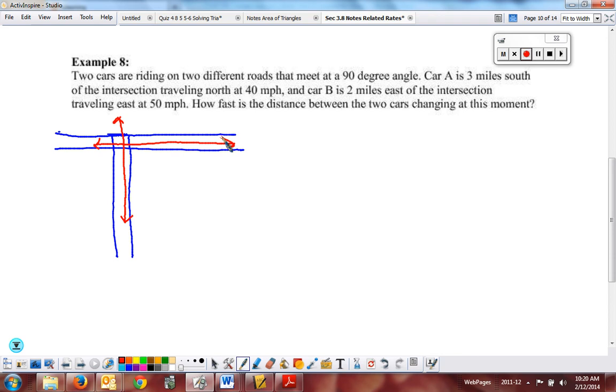The roads do not have to meet at a 90-degree angle. If they meet at a 90-degree angle, I usually like that because that means I can form right triangles, use Pythagorean theorem, SOHCAHTOA, something along those lines. But if they don't form a 90-degree angle and I have a triangle, what do I look to use? Law of sines, law of cosines, some version of that. Remember, law of cosines is your Pythagorean theorem on steroids for non-right triangles, right?